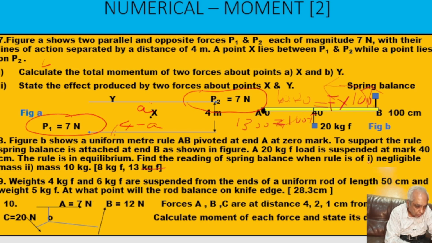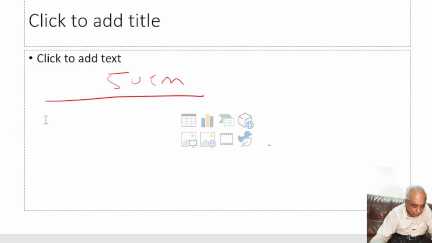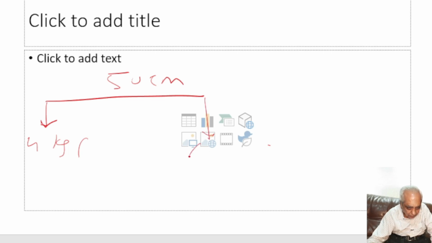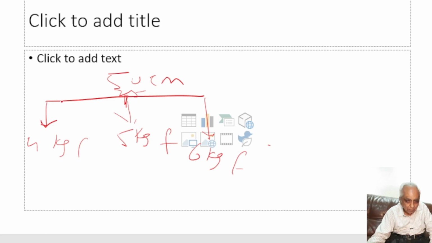So at one end I have got 4 kg. So here suppose I am taking 4 kgf and at the other end let us take 6 kgf. Then the middle point would be 25 centimeter. So the weight of the rod will act there, that is 5 kgf. Now where should I keep my knife edge so as to balance it?